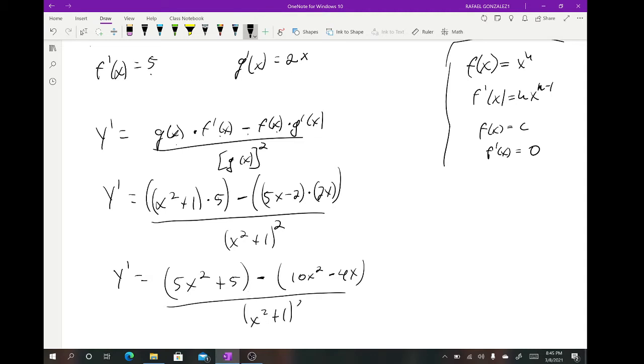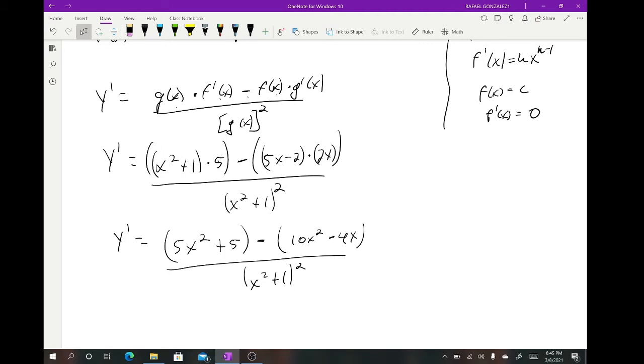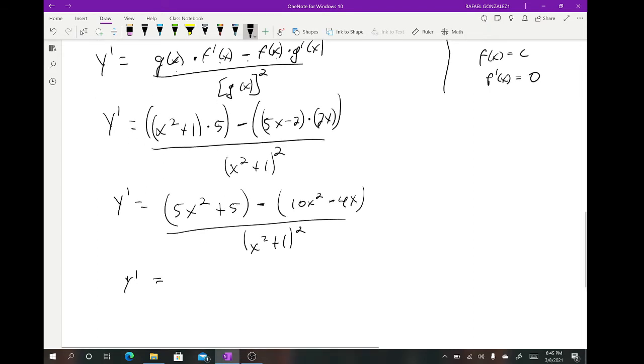I'm not going to simplify this right away. I'm going to expand that. And you'll see that for the most part we'll never expand the denominator. We'll just leave it as that.